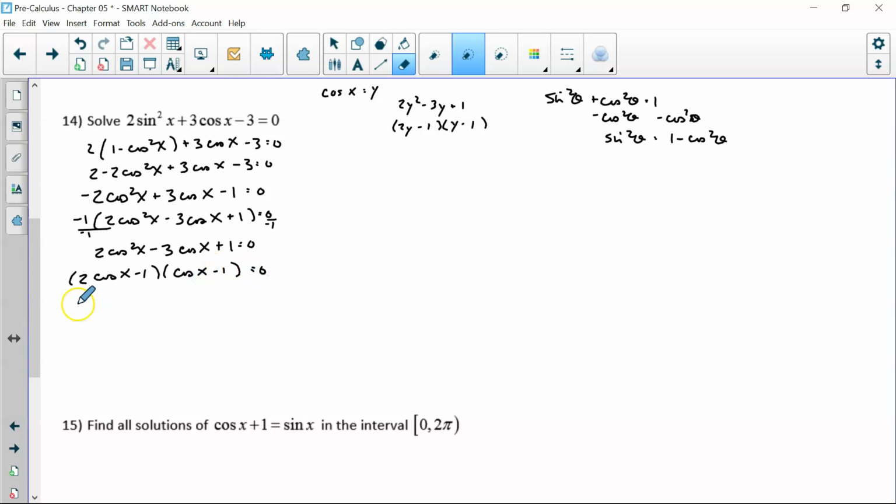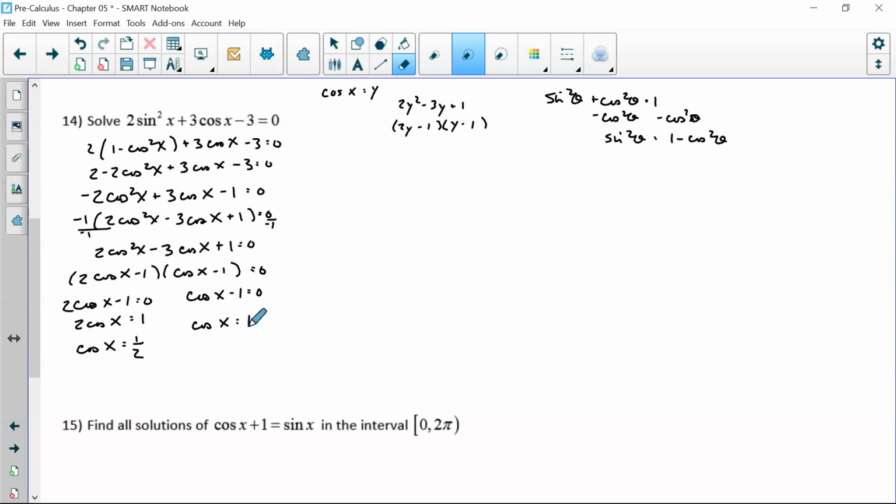Set each factor equal to 0. Oh, sorry, 2 cosine of x minus 1 for the first one. So we add 1, we get 2 cosine of x equals 1. So the cosine of x equals a positive 1/2. And for the other side, cosine of x equals a positive 1.